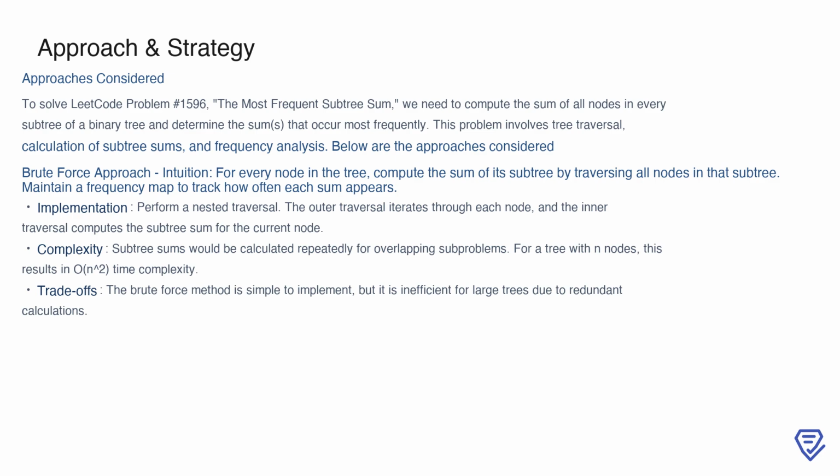However, the challenge with this method lies in its inefficiency. Since subtree sums are calculated repeatedly for overlapping subtrees, the time complexity becomes n squared for a tree with n nodes. While this approach is simple to implement, it becomes impractical for larger trees due to the redundant calculations involved.